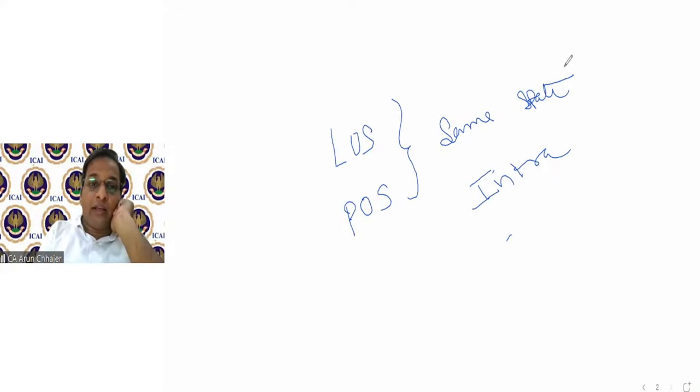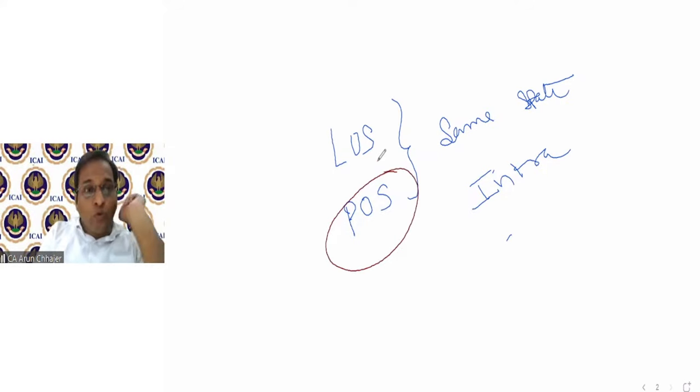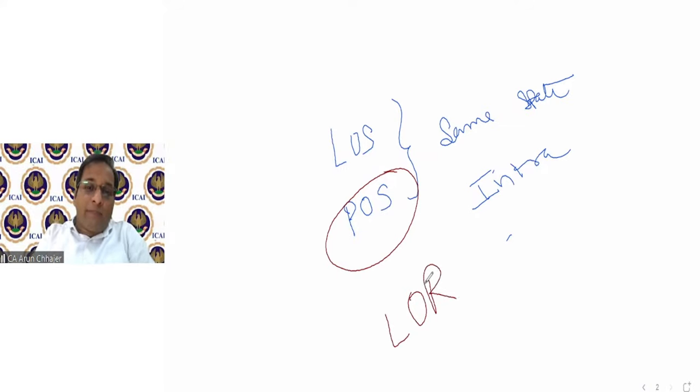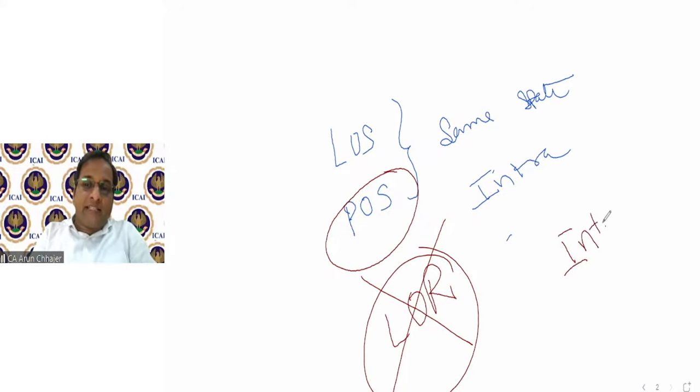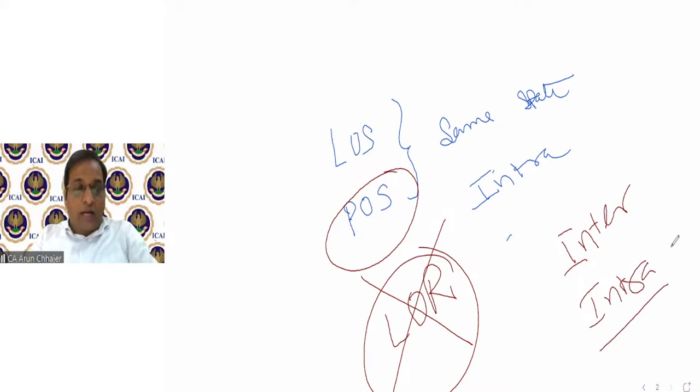Now listen carefully. Once you have the place of supply in your hand, then the location of recipient would be irrelevant. When you have the place of supply in your hand, the location of the recipient is irrelevant to determine whether my transaction is inter or intra, to determine which tax would be charged, whether it will be C plus S or I.